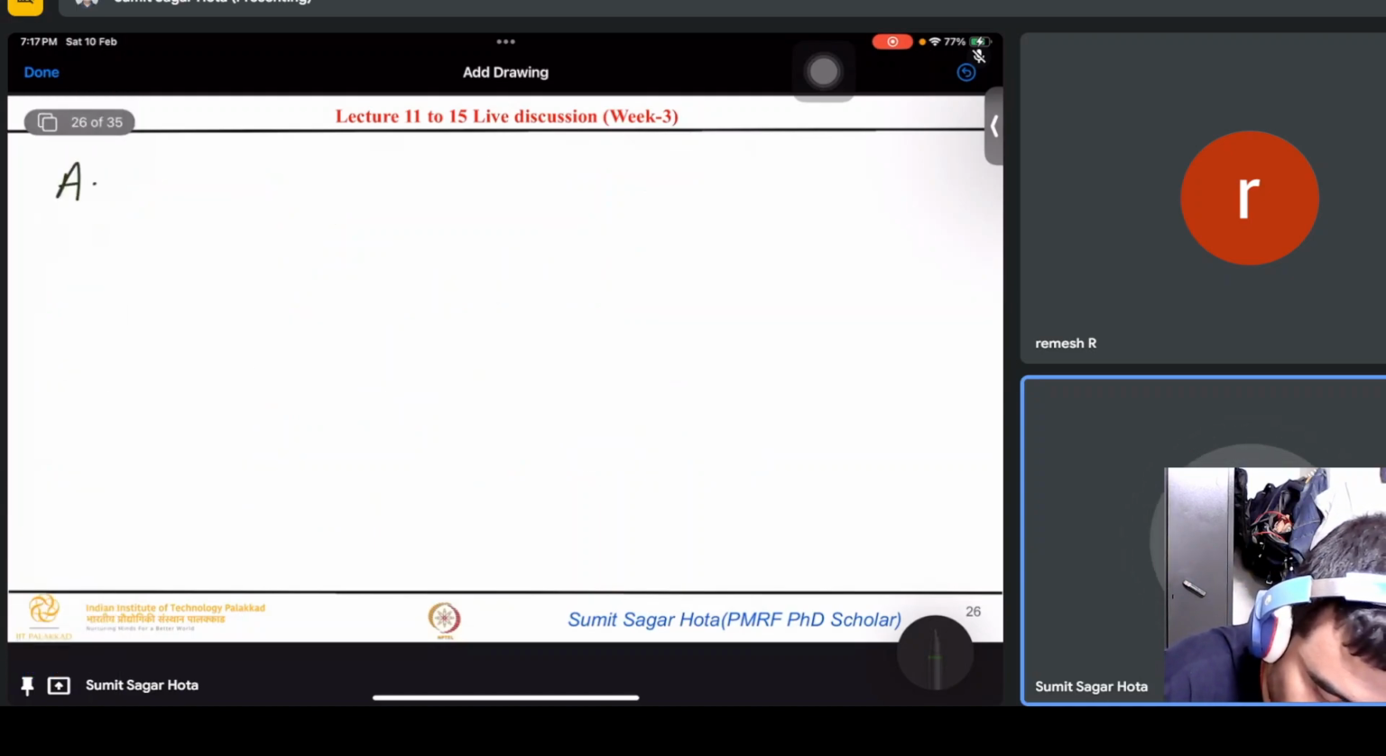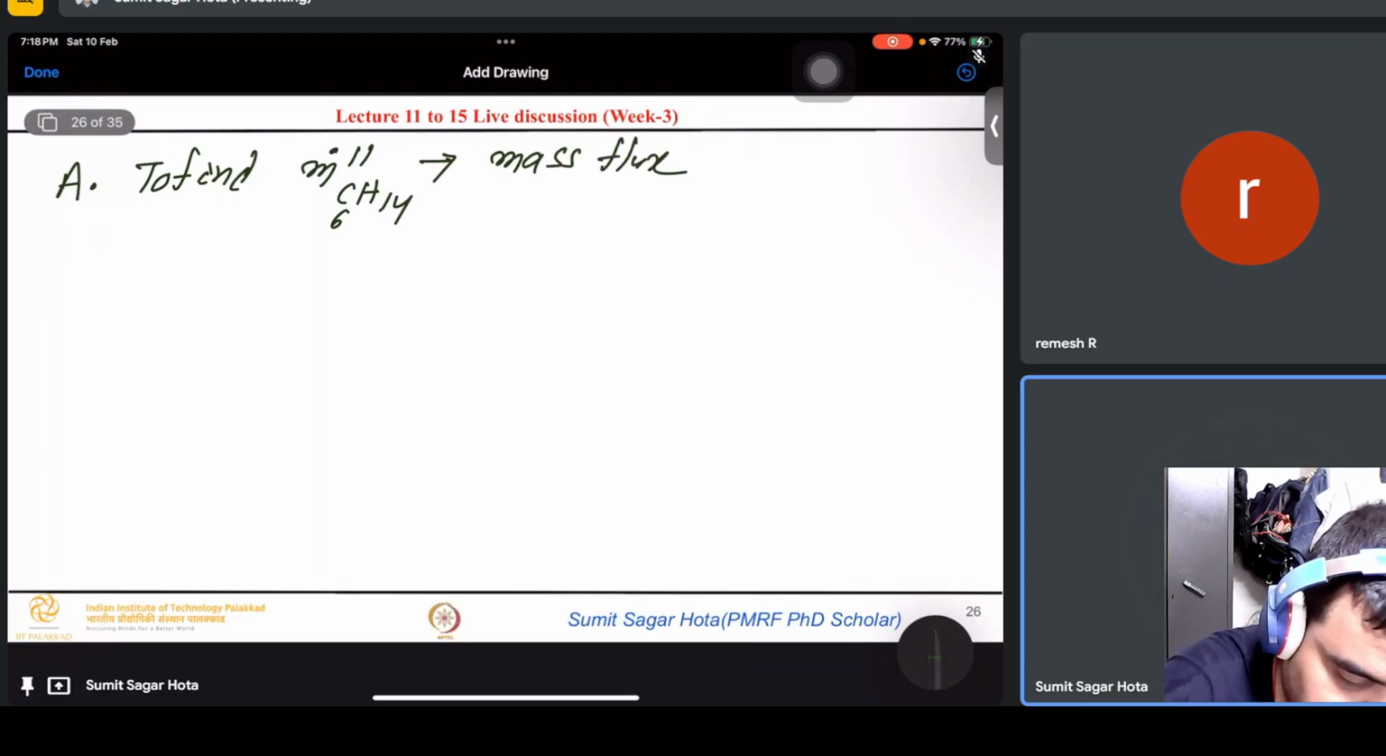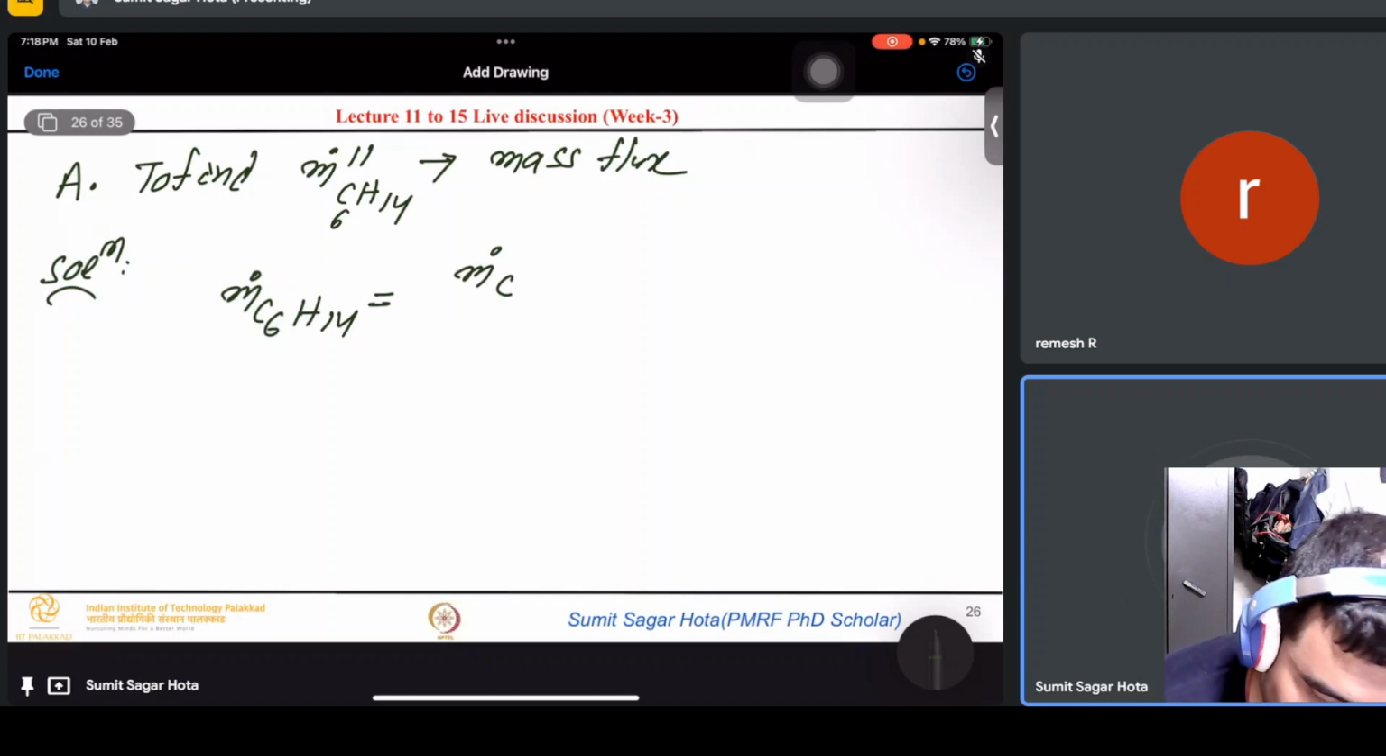We just directly write down what we need to find out. To find: M double dash of C6H14. This is called the mass flux. This is the first thing to find. How can we find it? Solution: M double dash of C6H14 is equal to M dot divided by the cross-sectional area, since double dash means per cross-sectional area.